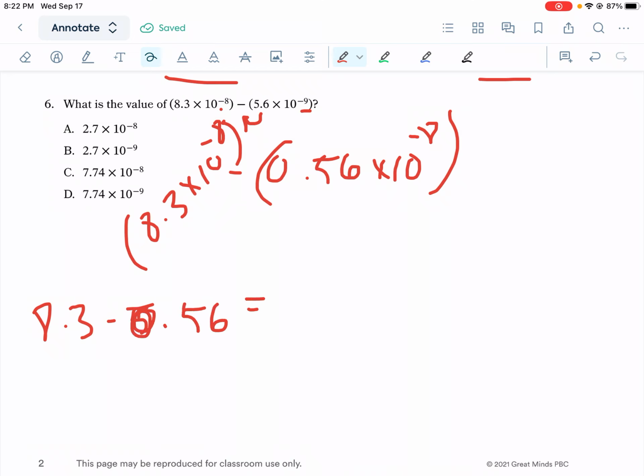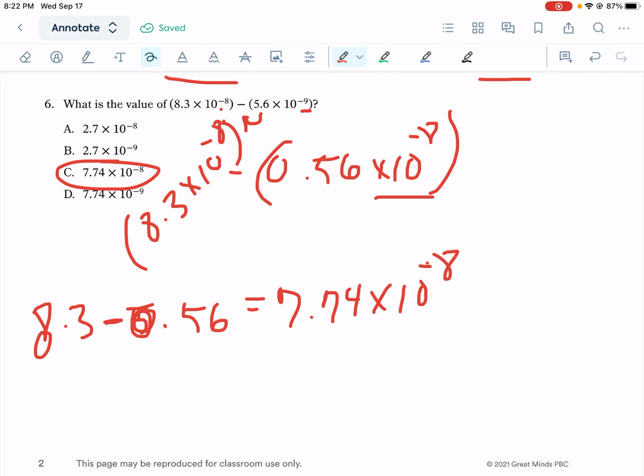I know that's a little raggedy, but just bear with me. 8.3 minus 0.56 will give you 7.74. And then all you have to do is bring in that times 10 to the negative 8. And you'll get the right answer, which in this case is C.